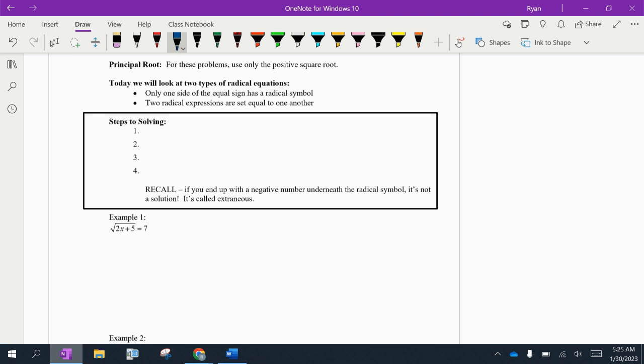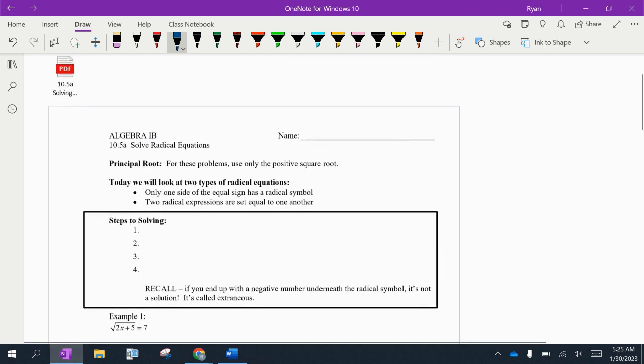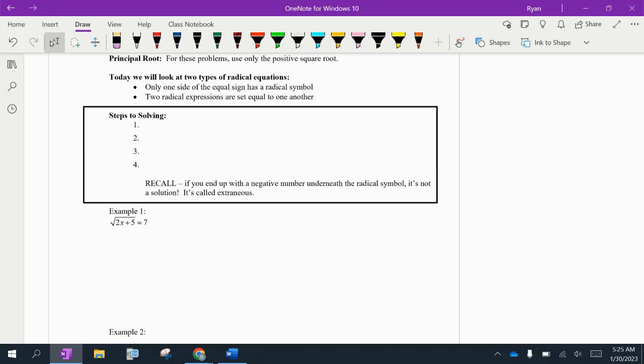This is section 10.5a for Algebra 1B, and we are solving radical equations. We're going to start off by filling in this little box that says steps to solving. Step 1, we're going to isolate the square root. In the example we have down here, step 1 is already done for us.